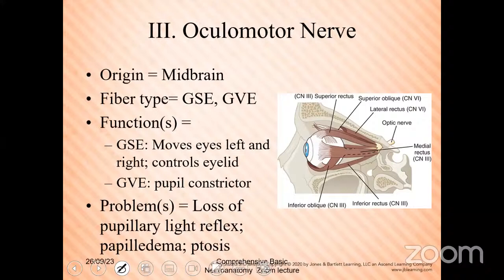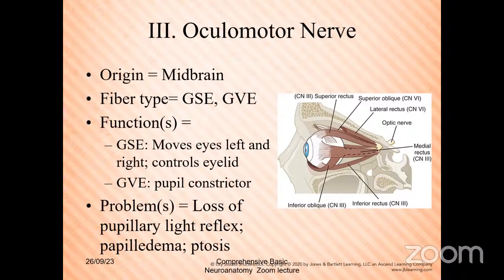The oculomotor nerve originates in the midbrain. It has somatic efferents and visceral efferents. That means motor fibers are always going down as efferents and reaching the target organs. The somatic efferents control the eye muscles. Also, there are visceral efferents which mediate the pupillary constrictor function. Loss of pupillary reflex and ptosis are the important aspects of the oculomotor nerve.